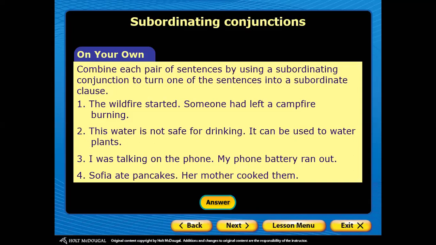Yes, Hamad, can you answer? Combine each pair of sentences by using a subordinating conjunction to turn one of the sentences into a subordinate clause. When the wildfire started, someone had left a campfire burning. I think when works. Yeah, Hamad, it was. Yes.